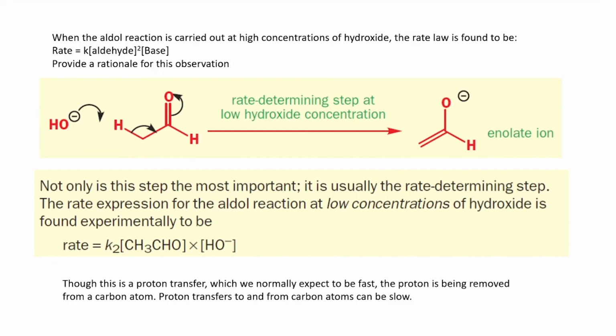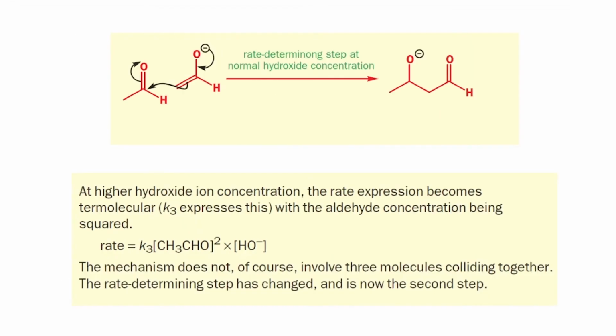But under the conditions where you have a high concentration of the base, what we've already looked at is that it's actually a square of the aldehyde times the hydroxide ion concentration. So at higher hydroxide ion concentration, the formation of the enolate is going to be really fast because you have a very large concentration of the base. So what it appears is that the next step, which is the reaction of the enolate with the aldehyde, might be the rate determining step.